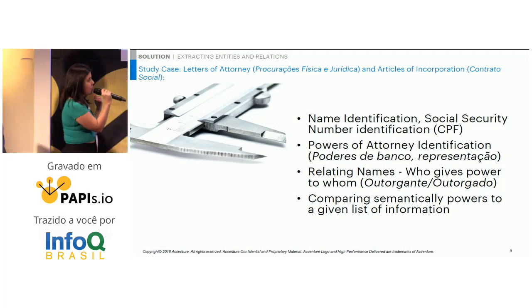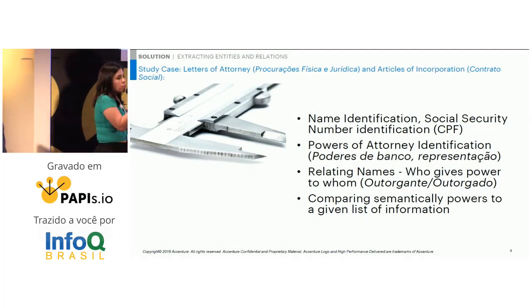Once we had the entities, we wanted to understand who was given power by whom, because we can identify people's names in the text, but we are not sure who is going to give power to someone. It's important.